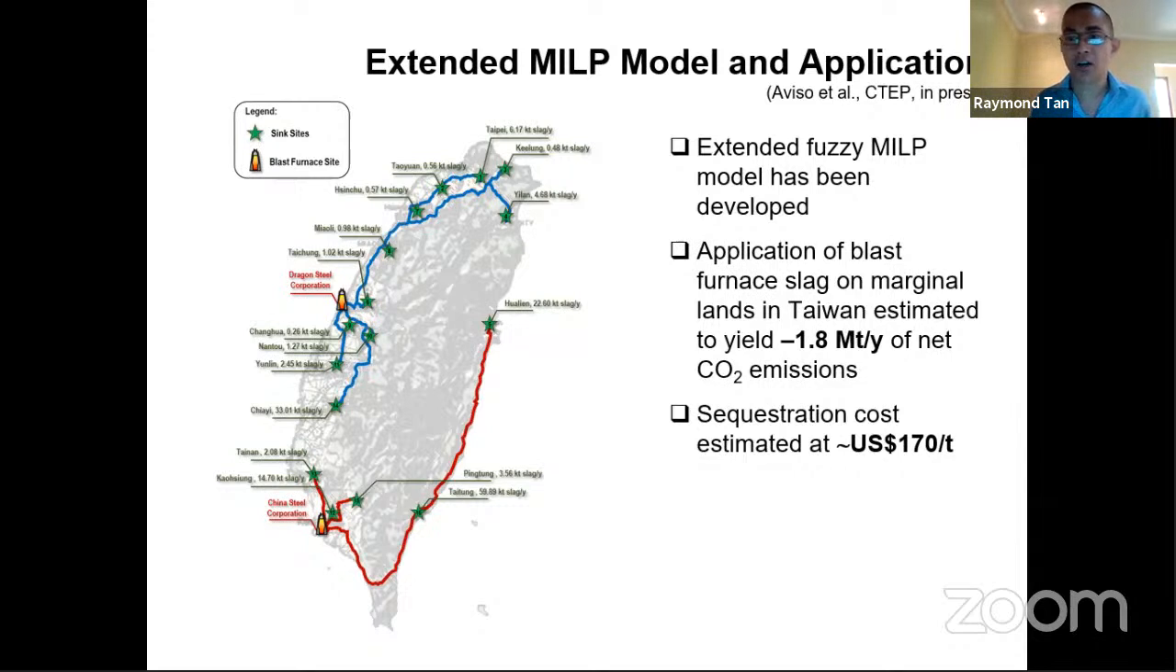Unfortunately, the sequestration cost is a bit prohibitive at this stage. Based on our estimates, it's about $170 per ton using this kind of slag. Whereas typically the benchmark we're looking for is to drive down the cost to about $100 per ton. So we're still well above that benchmark.